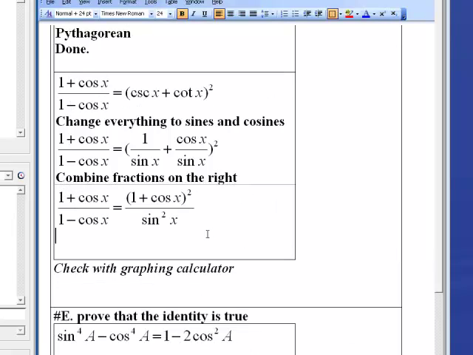Oh, well, that looks pretty nice, because now I can see that as I combine fractions on the right, one of these 1 plus cosine x is going to cancel. One of the 1 plus cosine x cancels on both sides.